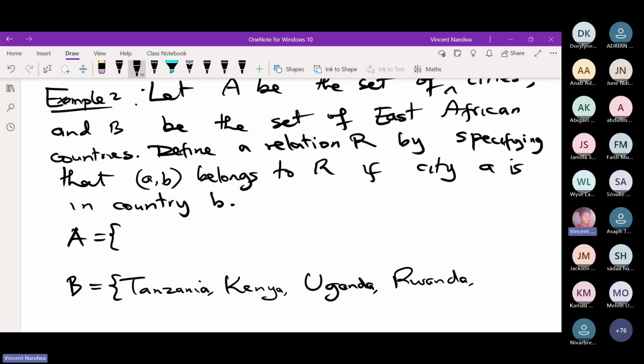Okay, I'm not sure whether those are the only ones or there are still many others. Assuming this is how we want to define our B, what are the capital cities for these countries? The capital city of Tanzania is Dodoma. Kenya is Nairobi. Uganda, Kampala, and then Rwanda, Kigali.